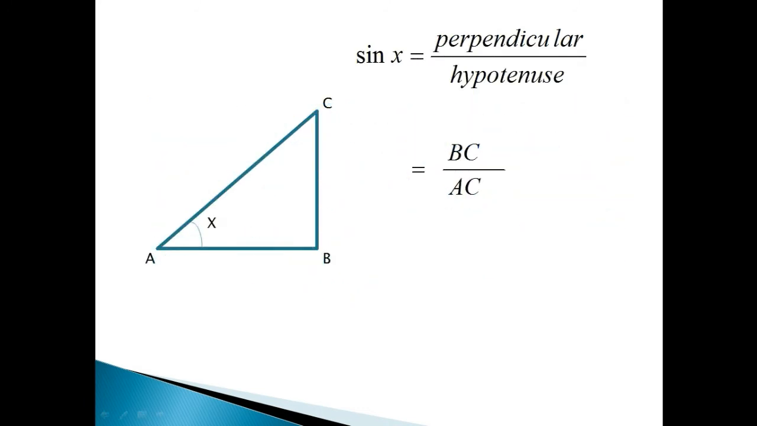It can be better understood diagrammatically. Let us take a triangle ABC. In this triangle, AB is base and BC is perpendicular with respect to angle x. So by definition, sin x is equal to perpendicular over hypotenuse, which gives sin x is equal to BC over AC.